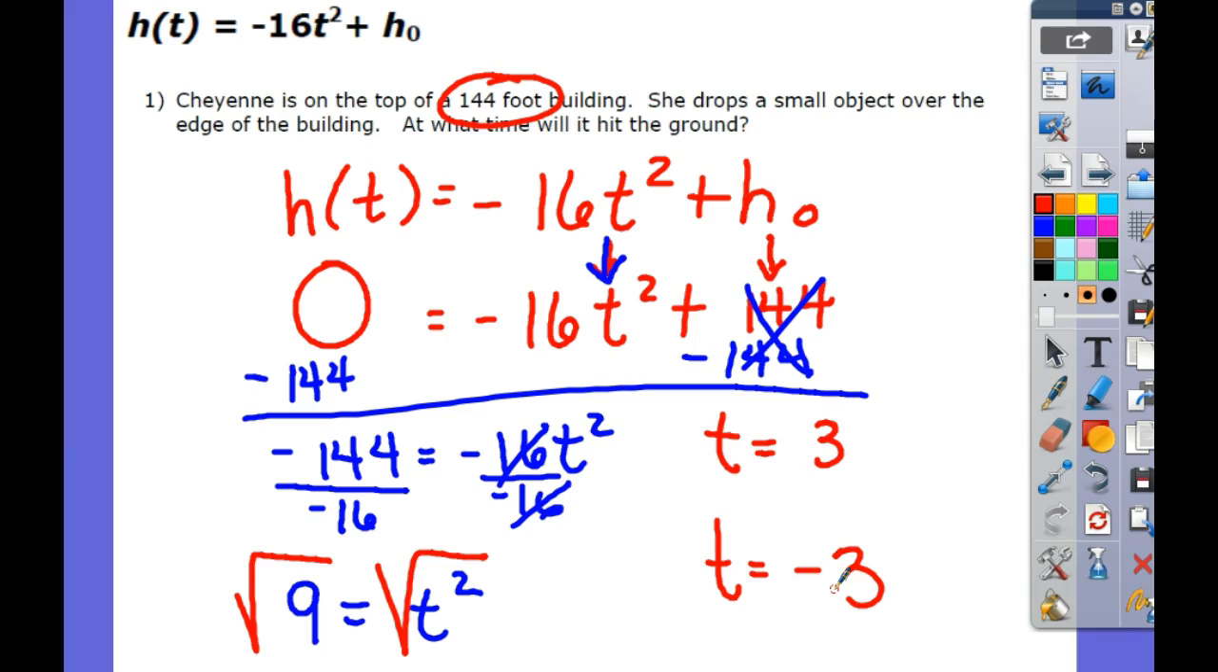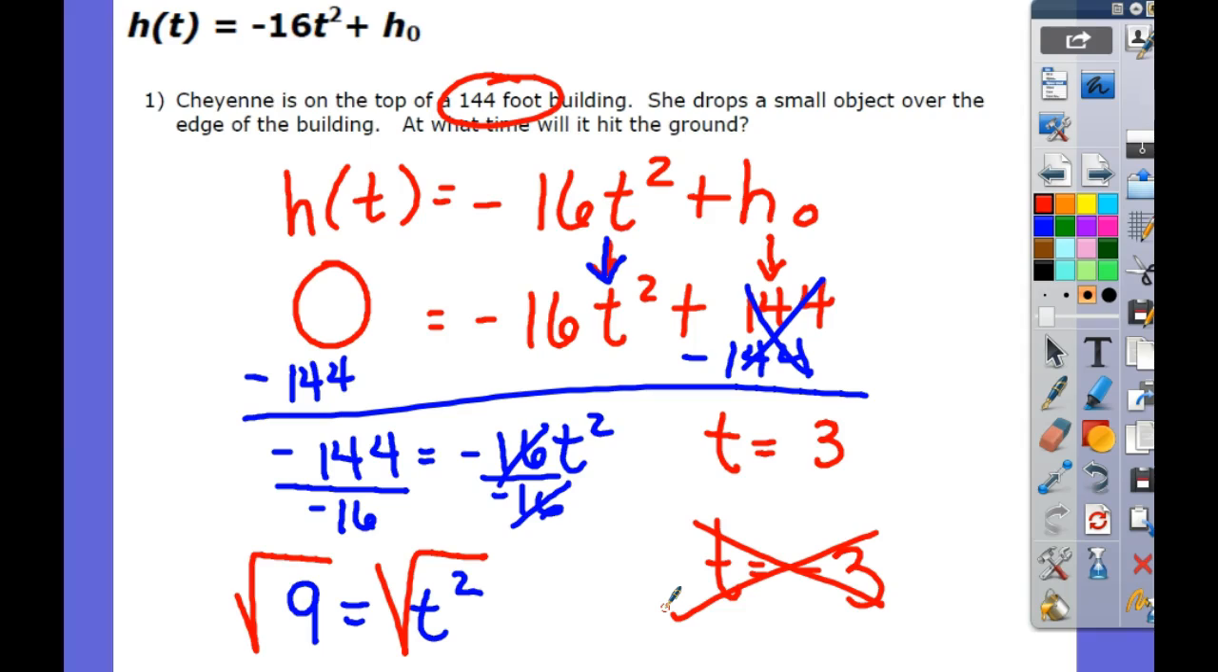Whenever you take a square root to solve an equation, you get a positive answer and a negative answer. But in the context of this problem, does it make sense for time to be negative? No. And so that's what I was telling you the other day. A lot of times we ignore that answer because it doesn't make sense for the context of the problem.